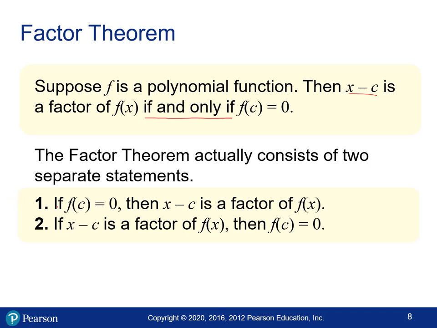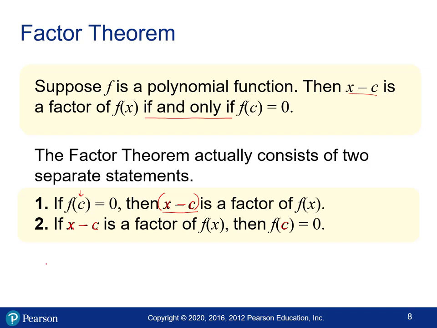So the first one here, if f of c is 0, meaning when we plug c into our function, if we get 0 as the answer, that means that x minus c, and the way you're going to see it is going to look like parentheses, x minus c like this, that's actually a factor of our polynomial. And equivalently, if we know that x minus c is already a factor of our polynomial, then that tells us if we plug c into our function that the answer is 0.